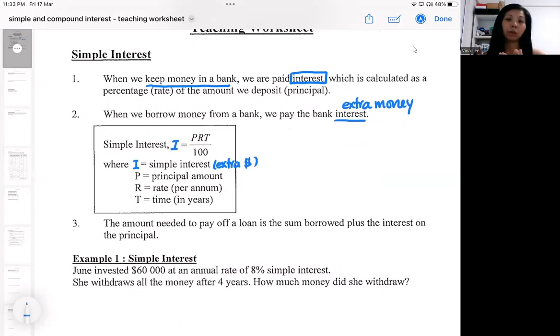P is the original sum of money. In this case, it can be any amount that you borrow from the bank or the amount that you keep with the bank. R is the rate per annum. Per annum is referring to per year. Some students are very weak in this, so they will always forget what per annum is. Per annum is per year. T is the time in years. Usually the rate is per year, so the time is in terms of years.